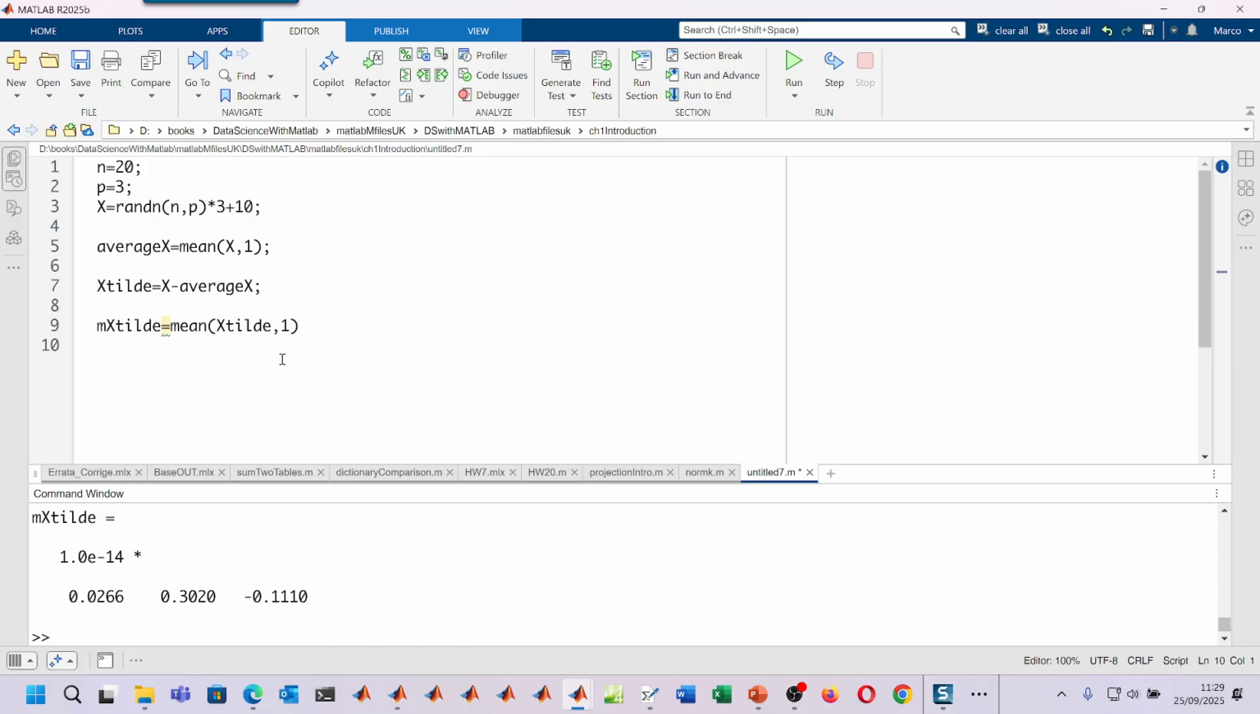And you see that indeed it is 0. It is these numbers times 10 to the minus 14. You don't have to expect exactly 0. You have to expect a small number, which is of order 10 to the minus 14. And this is the order of precision of MATLAB, Python, whatever, right?